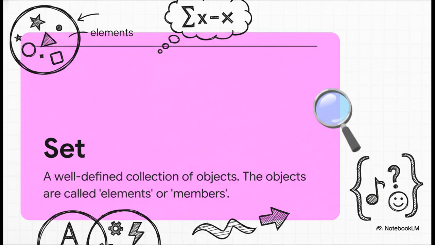The whole idea of a set, which was really pioneered by a mathematician named George Cantor, is beautifully simple. A set is just a collection of objects. That's it. And these objects, which we call elements, can be anything at all: numbers, people, letters, even other sets. The only catch is that the collection has to be well-defined, which just means we can always clearly tell if something belongs in the set or not.